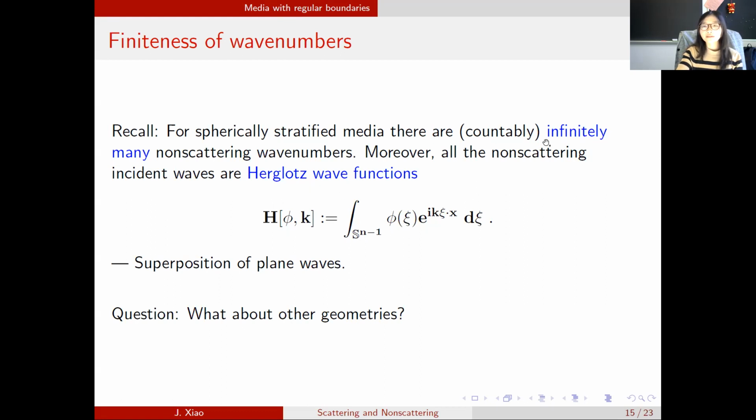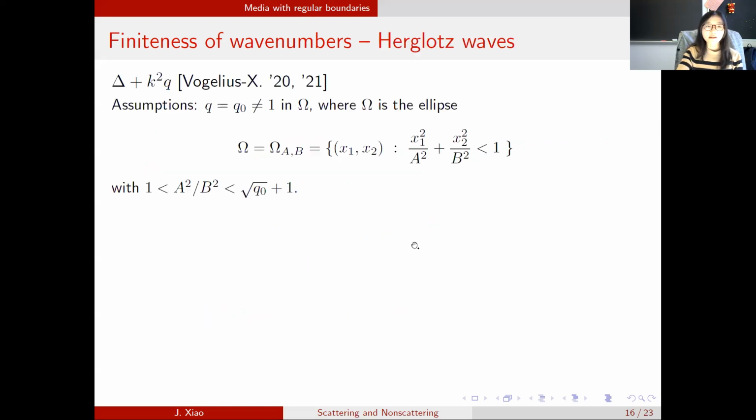If we still have the infiniteness of wave numbers, of course, we didn't prove it for a general case, but we restricted ourselves to a specific set of incident waves. So this is what we did in the recent two papers. Actually, the second paper we are still finalizing.